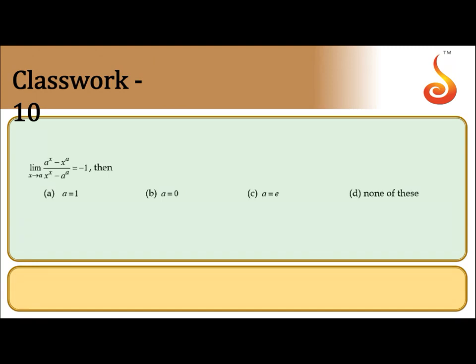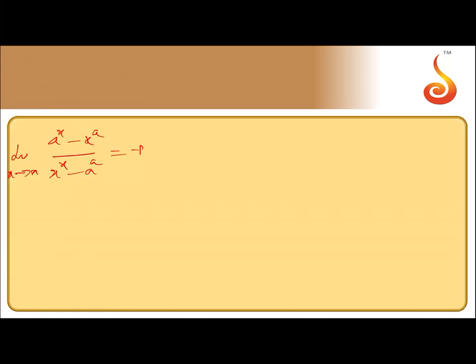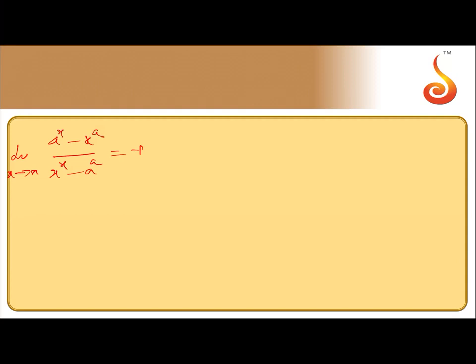Coming to the next one. The limit as x tends to a of (a^x − x^a)/(x^x − a^a) is equal to −1. What will be the value of a in this case if the limit value is −1?